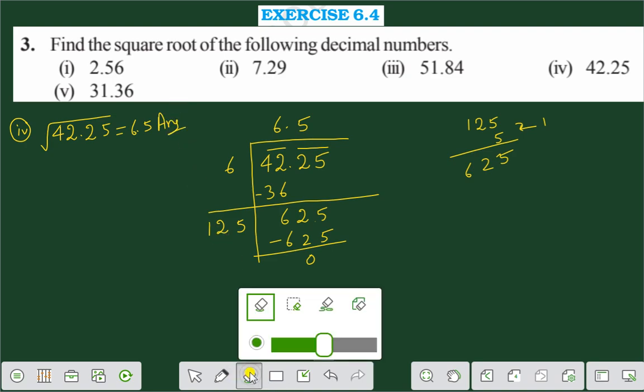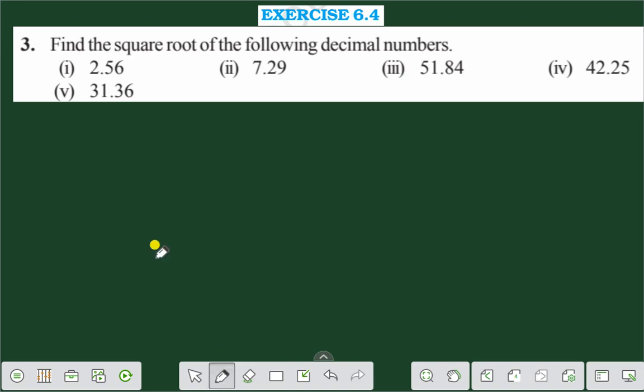You will solve question number 5. Question number 5 here you see is 31.36. Find the square root of 31.36. First give the bars, this bar and this bar, right? Now first divide 31. That means you have to divide it by 5 first. 5 fives are 25.